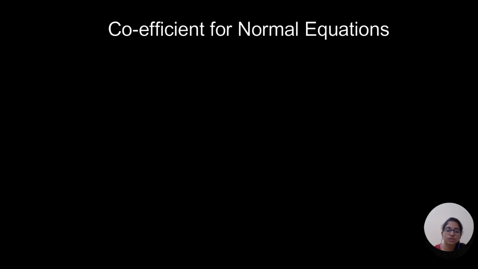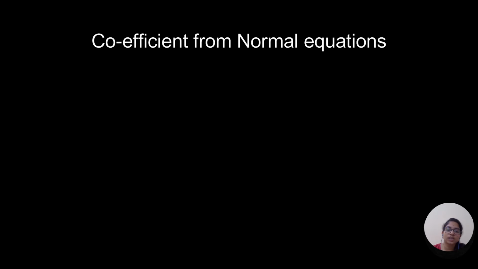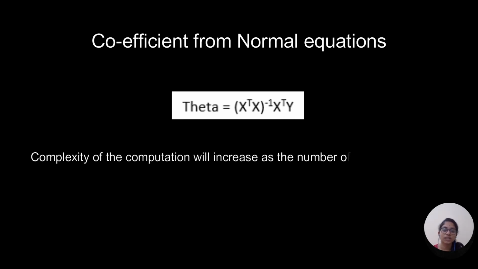And now coming to coefficients from the normal equation. As a part of the above equation, the coefficients of the model can also be calculated from the normal equation. Theta contains the coefficients of all predictors including the constant term theta 0, and the normal equation performs the computation by taking the inverse of the input matrix. The complexity of the computation increases as the number of features increase. It gets very slow when the number of features grows large.